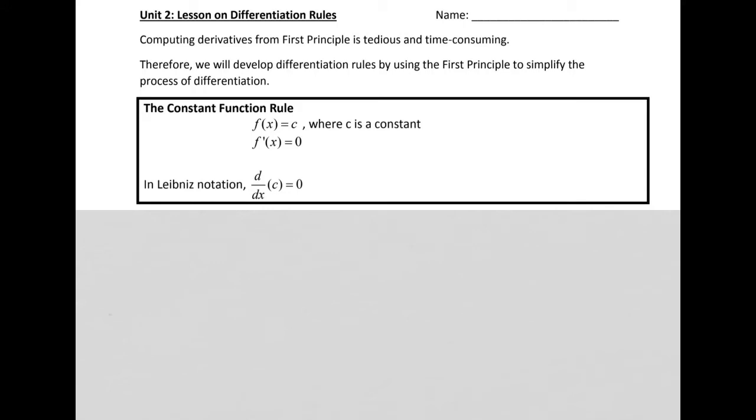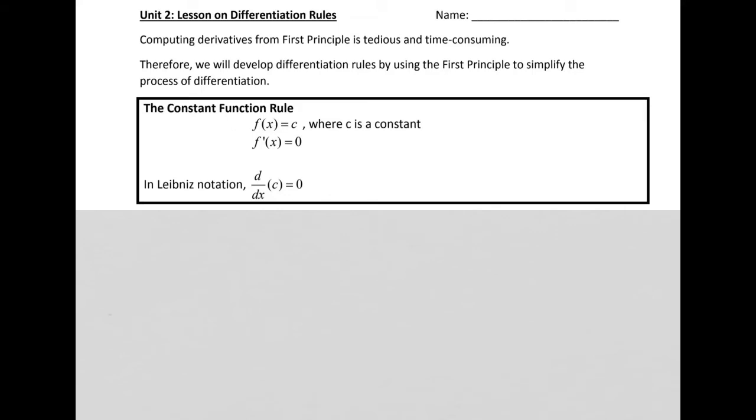The first rule we are going to generate is called the constant rule. Given the original function f(x) equals c, which means f(x) is a horizontal line, then the slope of a tangent at any point on this horizontal line will be 0. That means f prime x equals 0.